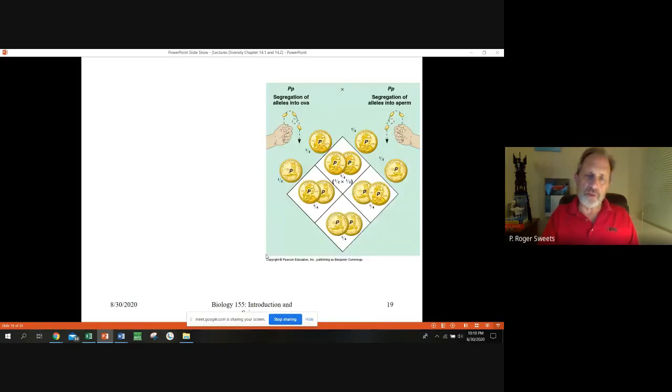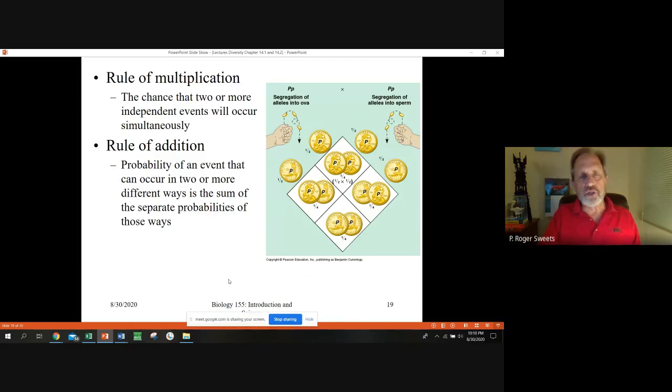So here's our rule of multiplication and addition. The chance that two or more independent events will occur simultaneously, that's this 1/2 and 1/2 that we're talking about, as the gametes separate independently. The rule of addition: the probability of an event that can occur in two or more different ways is the sum of the separate probabilities of those ways. And I gave you two examples of that. If we're talking about heterozygotes, then we have two different ways we can produce those, depending on where the dominant allele came from. And so the 1/4 plus the 1/4 adds up to 1/2 if we're talking about genotype, the heterozygotes.